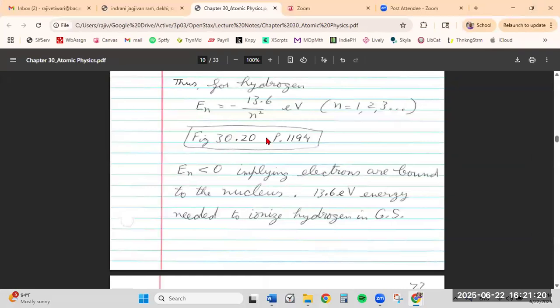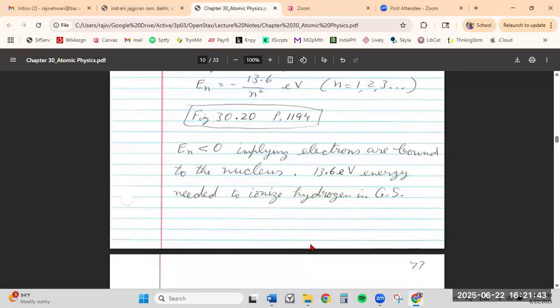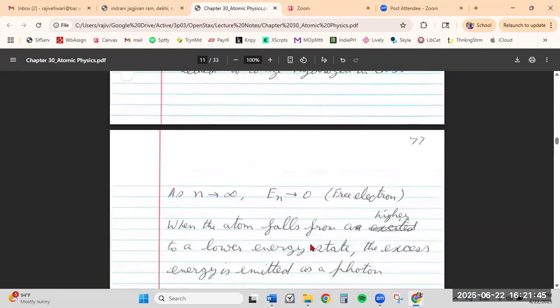So as I was pointing out earlier, the fact that the total energy is negative implies that electrons are bound to the nucleus. Otherwise, if it was positive energy, it wouldn't be bound and you wouldn't have a stable atom. So in the ground state, as I was saying, 13.6 electron volts of energy is needed to ionize the hydrogen atom.